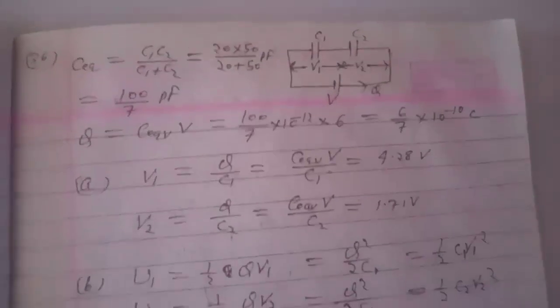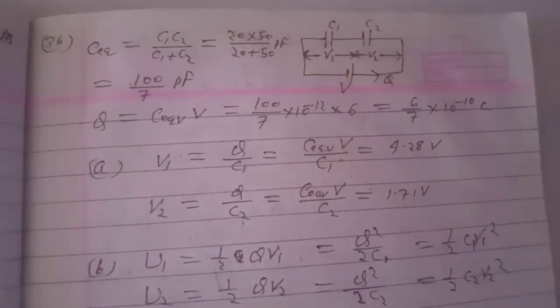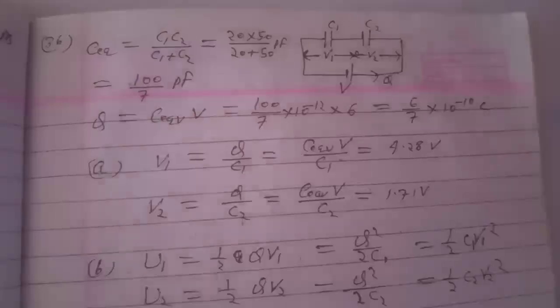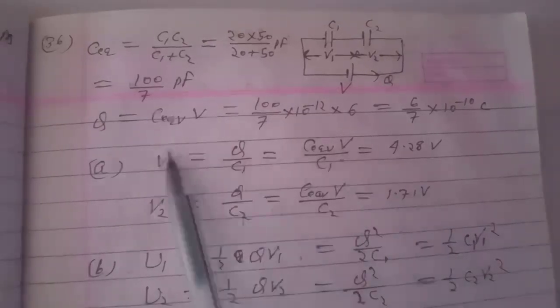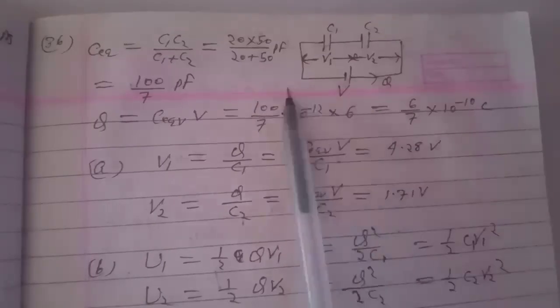Next, 36. Two capacitors of capacitance 20 picofarad and 50 picofarad are connected in series with a 6 volt battery. Find A, the potential difference across each capacitor, and B, the energy stored in each capacitor. Here it is shown, this is the series, so we have to calculate.